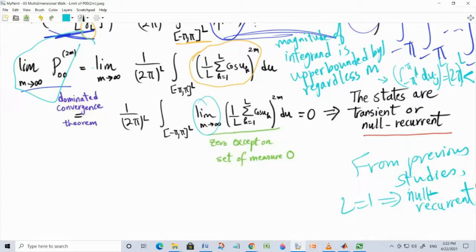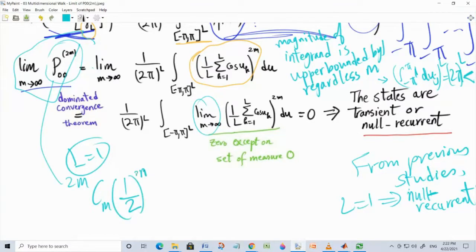We prove this in 2 ways. We prove that basically the limit, so in one dimension, we did something like this. The difference here is that when I did the one-dimensional case, I actually wrote down this probability. So in the one-dimensional case, if L is equal to 1, this is 2m choose m, and for the simple walk, it's 1/2 to the power 2m. So we wrote down this probability, and we did some bounding on the factorial, and we obtained that the limit is equal to 0.